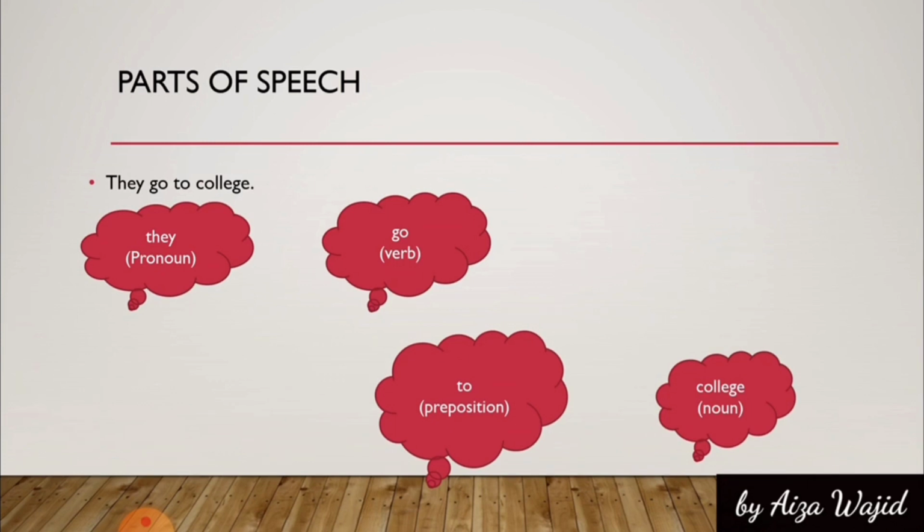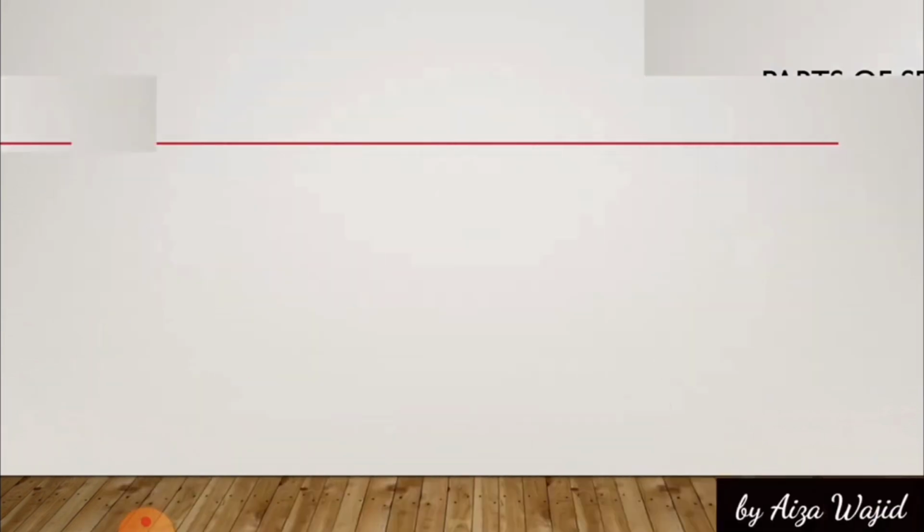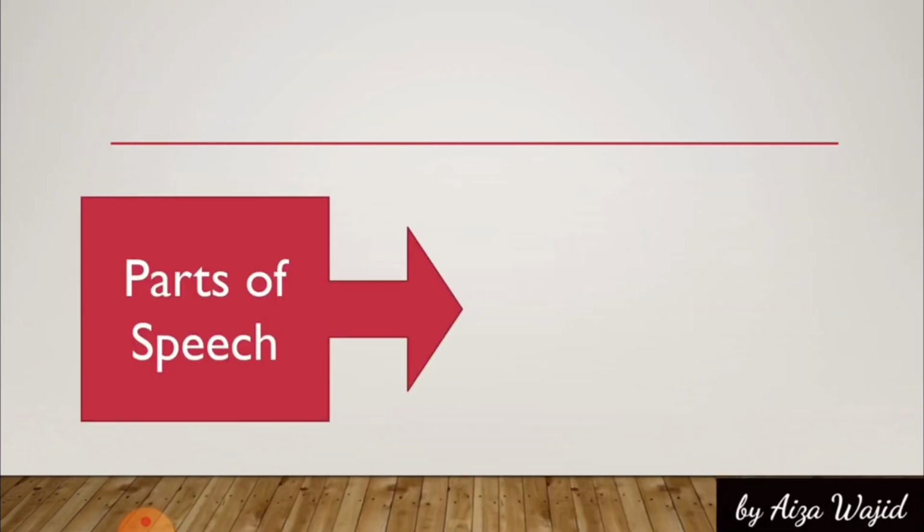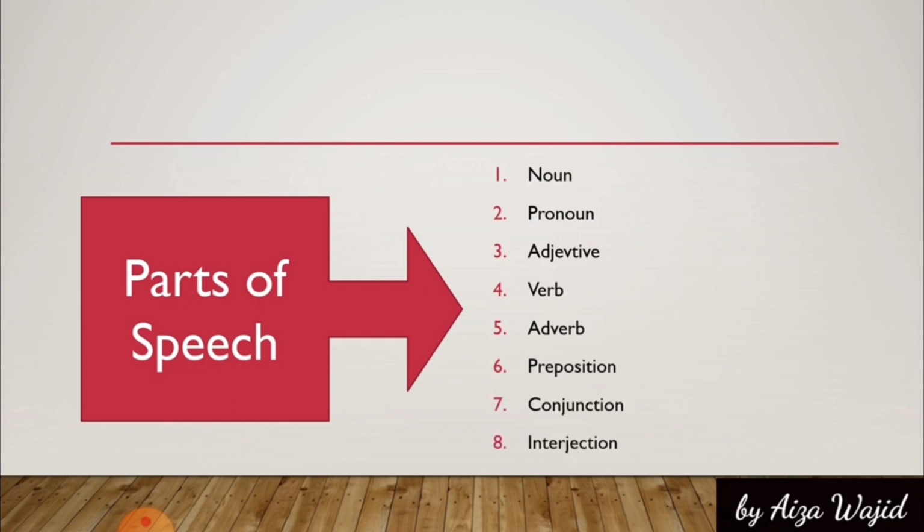Let's see how many parts of speech we have. There are a total of 8 main parts of speech. First one is noun, pronoun, adjective, verb, adverb, preposition, conjunction, and the last one is interjection. Wow, only 8 are there, and these are very easy if you pay attention. So, the number one is noun.